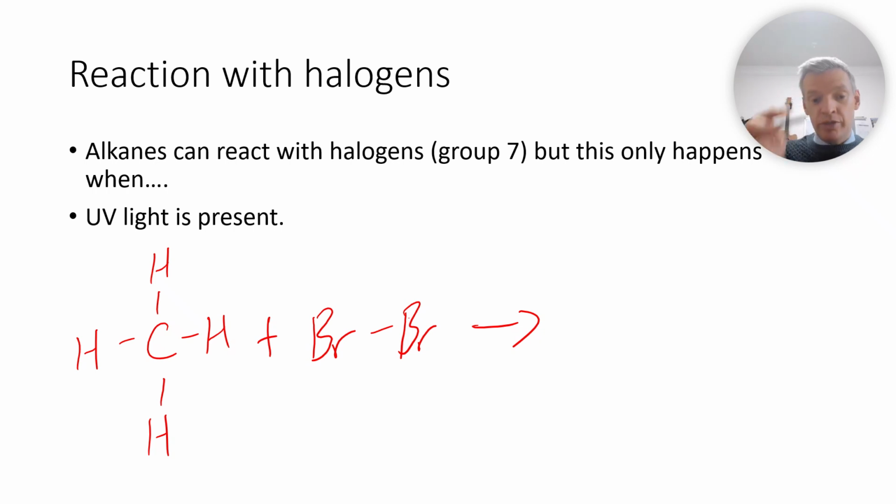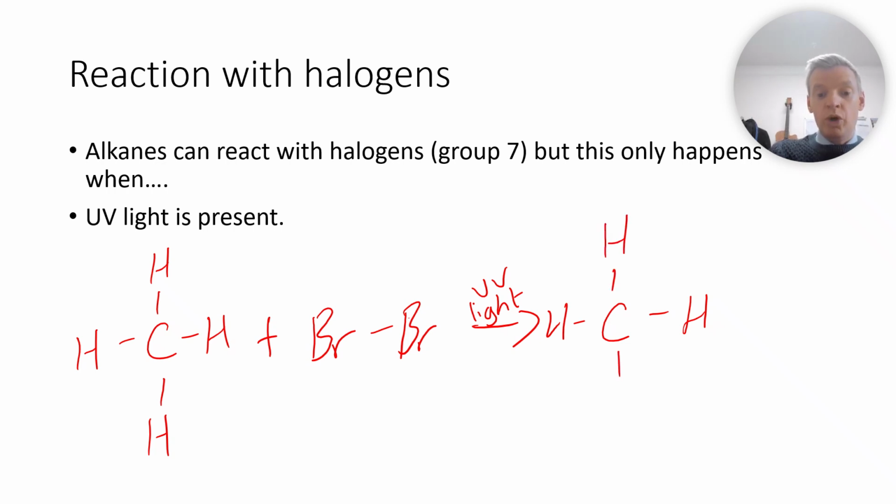Right, so at room temperature, nothing will happen. If you have UV light present, they can react. And all that happens when they react is you get almost the same formula, but one of the hydrogens is replaced with one of the bromines. So it's not just replaced, it's what we call substituted. So it's a substitution reaction because one of the bromines replaces one of the hydrogens.